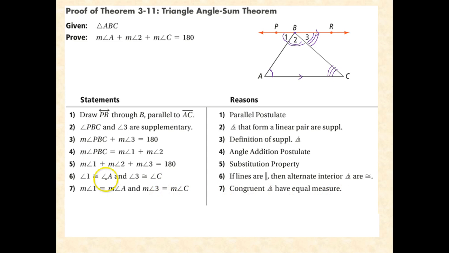And now I can use the substitution property to substitute measure of angle A for this, and measure of angle C for this, and then I'll have the three angles in the triangle adding up to 180 degrees by the substitution property. Now I've said what I was trying to prove, so I'm quite easily done.